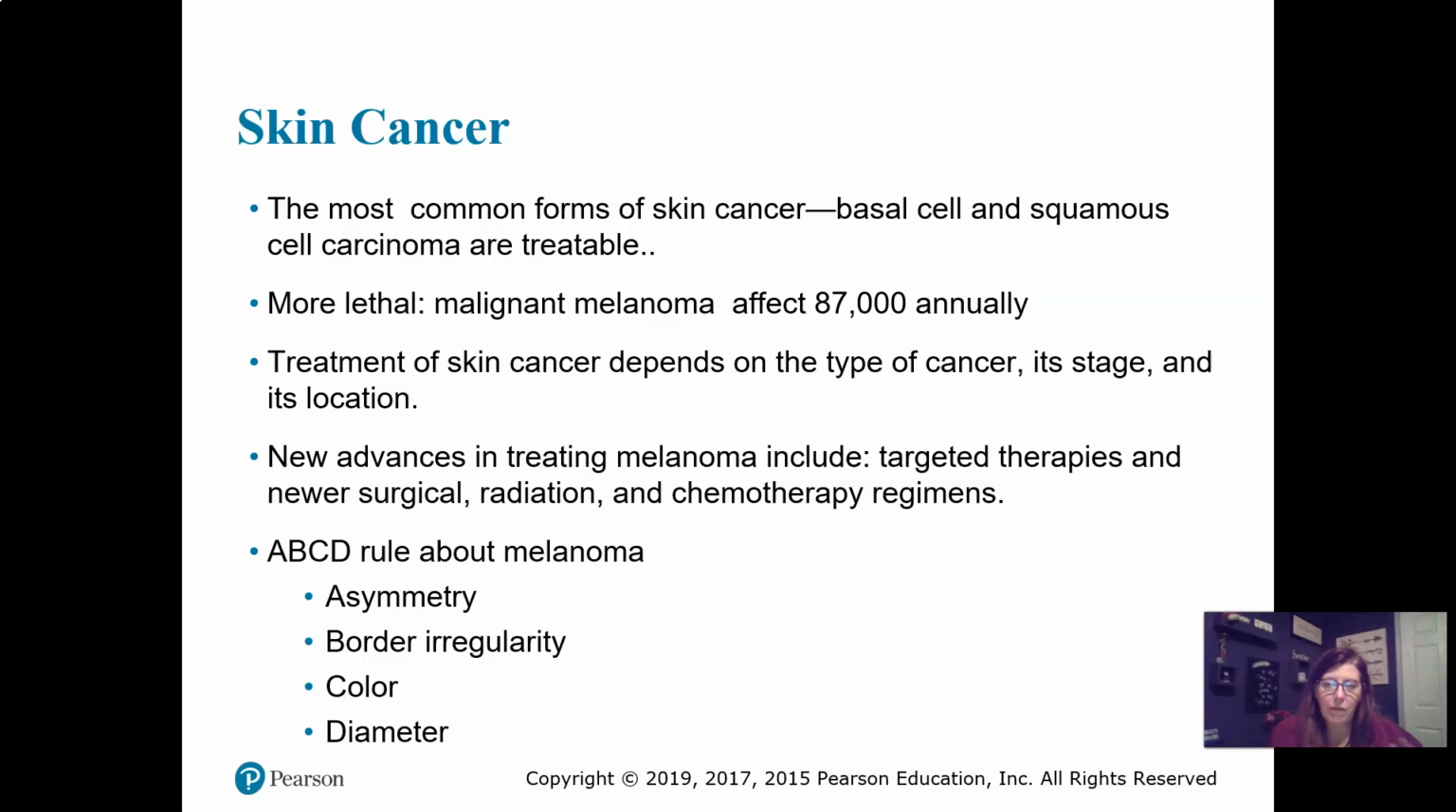So you want to look for asymmetry, right? It's an odd shape. It's not the same on both sides. Border irregularity. The color of it, is it changing? So these are like when you're seeing a mole or something. The diameter, is that changing? And then is it evolving? Like what is it looking like over time?